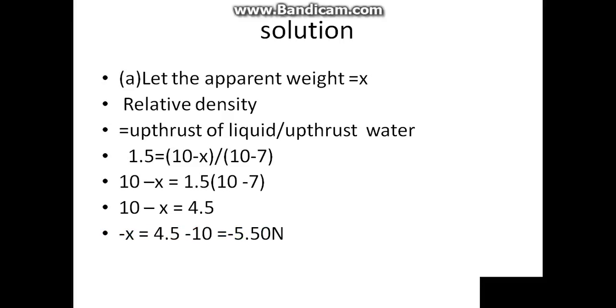Therefore, making x the subject of the formula, we have that minus x is equal to 4.5 minus 10, which will give us minus 5.5 Newton. Then when the minus cancels on both sides, we have that x is equal to 5.5 Newton. That's the apparent weight.